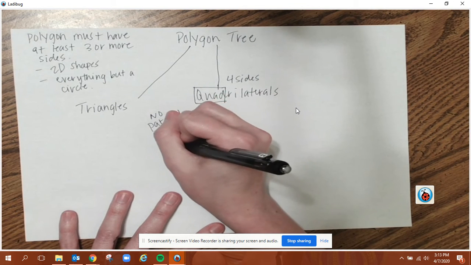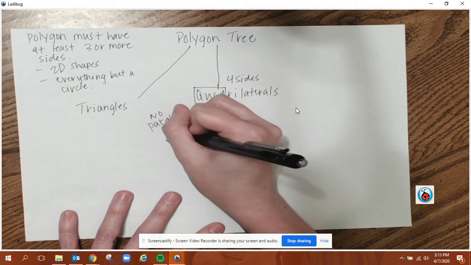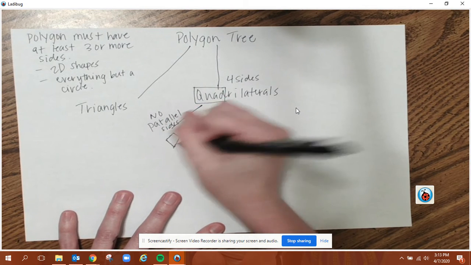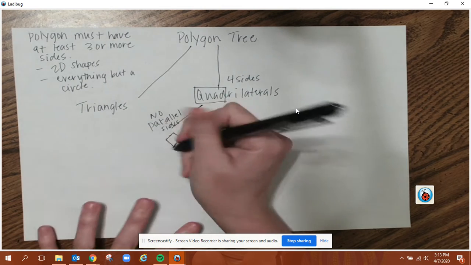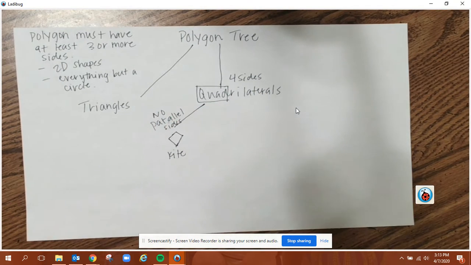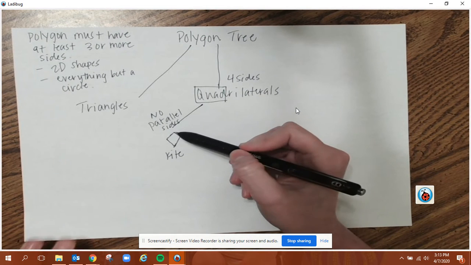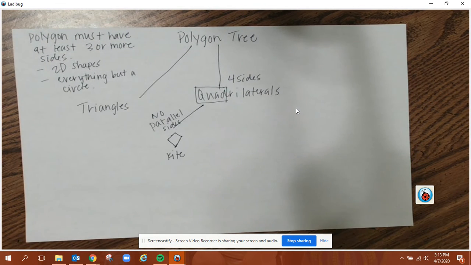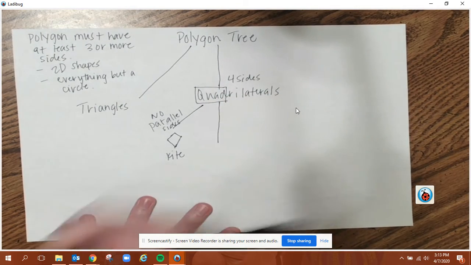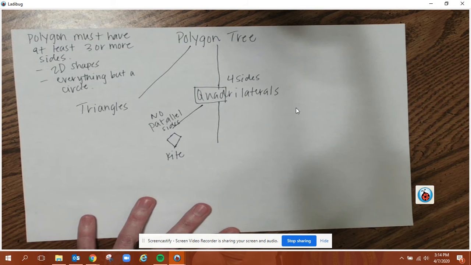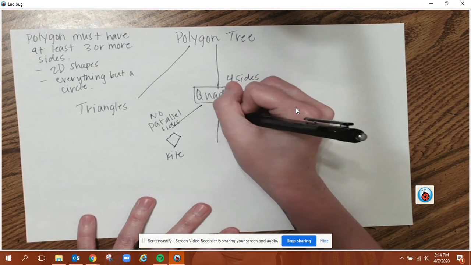Okay, now don't judge my drawing. Y'all know it all by now. My drawings aren't the best. Okay, alright, so if you look at my kite right here, it doesn't have any sets of parallel sides because eventually these sides will cross if it gets big enough. Okay, so that's one subset of a quadrilateral. The second subset is the quadrilaterals that have one set of parallel sides.